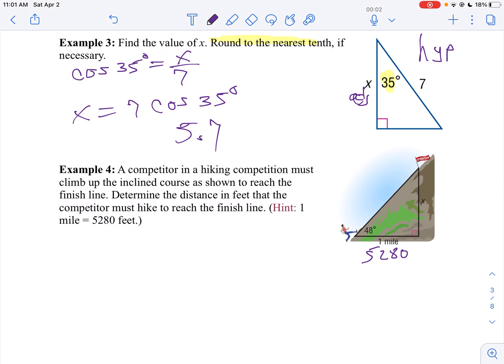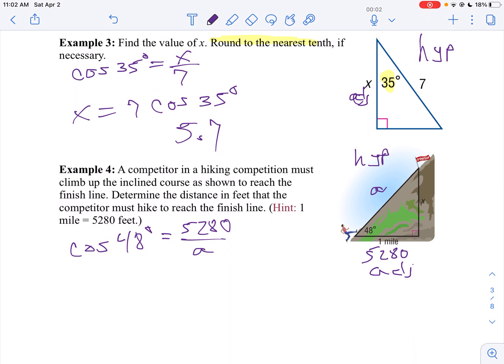Now notice how nice this real-life example is of a hill that has no dips or valleys. It's just straight up. So I'm going to call this my unknown A, just for any letter I can use. So once again, I look at what do I know? Well, I know 5,280 is my adjacent side, and my hypotenuse is A, isn't it? So I'm still going to use cosine. So I'm going to say, oh, the cosine of 48 degrees equals the adjacent, which is 5,280, all over A.